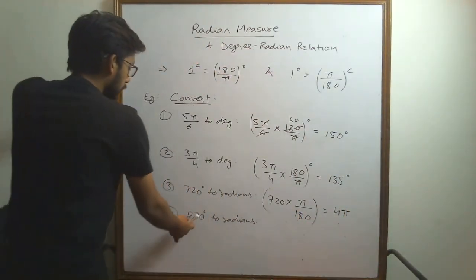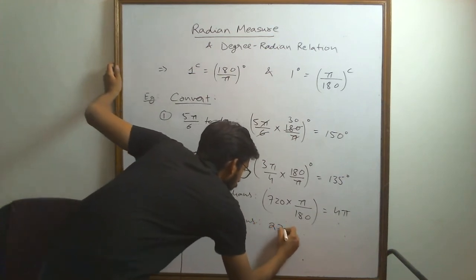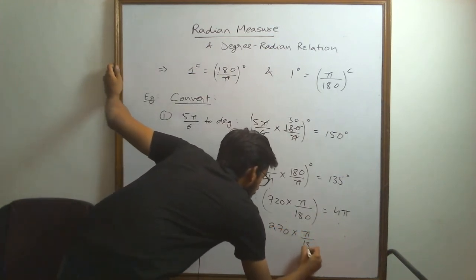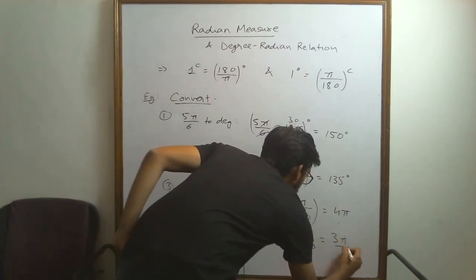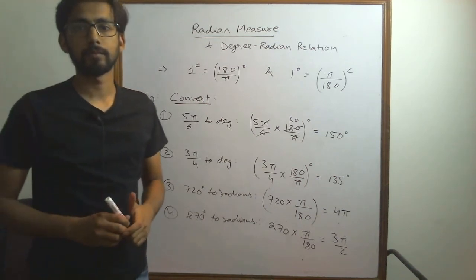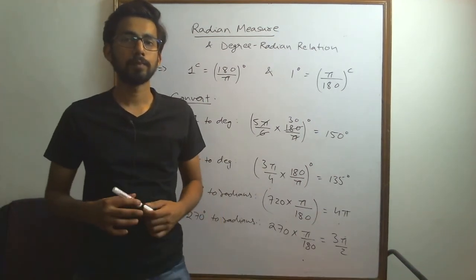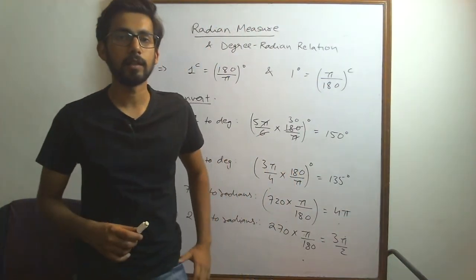Fourth one, 270 degrees to radians. To convert, we multiply 270 by pi by 180, which is equal to 3 pi by 2 in radians. Okay guys, so we saw what radian measure is and the relationship between radian and degrees.